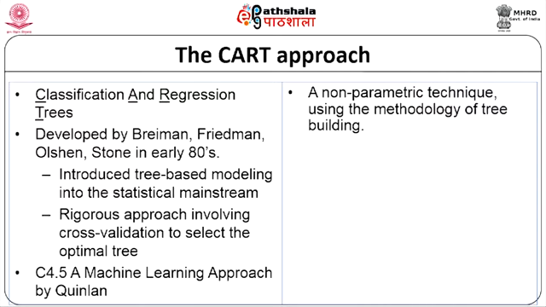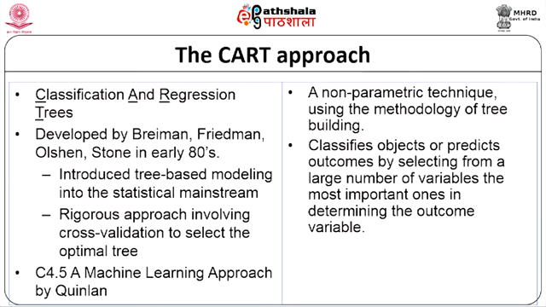It is a non-parametric technique using the methodology of tree building. So, what you are trying to do is you are trying to build the tree step by step or grow the tree step by step, and it is a non-parametric technique to do that. So, it classifies objects or predicts outcome by selecting from a large number of variables the most important ones that determine the outcome variable. Now, this we had already discussed in decision tree, I will just recollect that. What we essentially do is we want to predict the outcome. In order to predict the outcome, you have a large number of variables. Now, the idea is you have to choose the important variables that will determine the outcome variable.